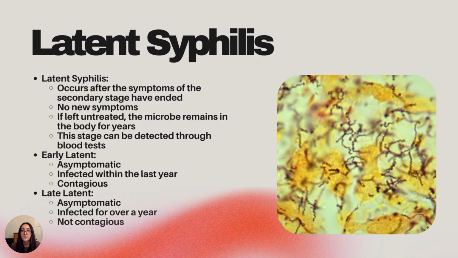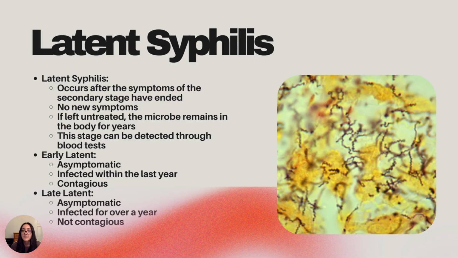Latent syphilis occurs after the symptoms of the secondary stage have ended. During this stage, there are no new symptoms, but the bacterium remains in the body for years if left untreated. So this stage can only be detected through blood tests. Additionally, latent syphilis is divided into 2 phases, early latent and late latent.